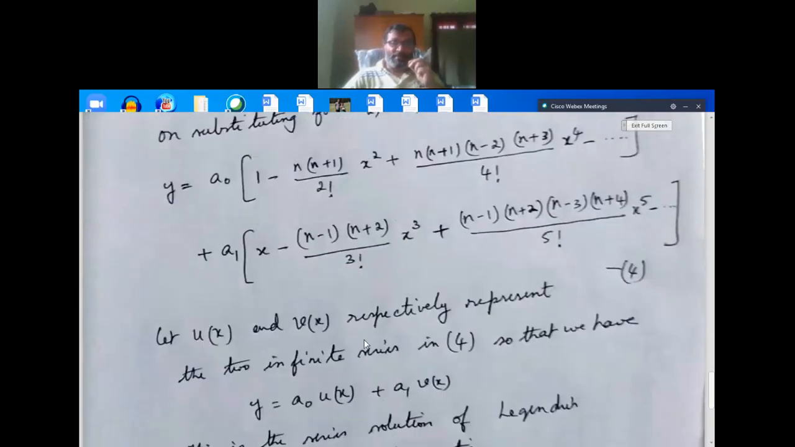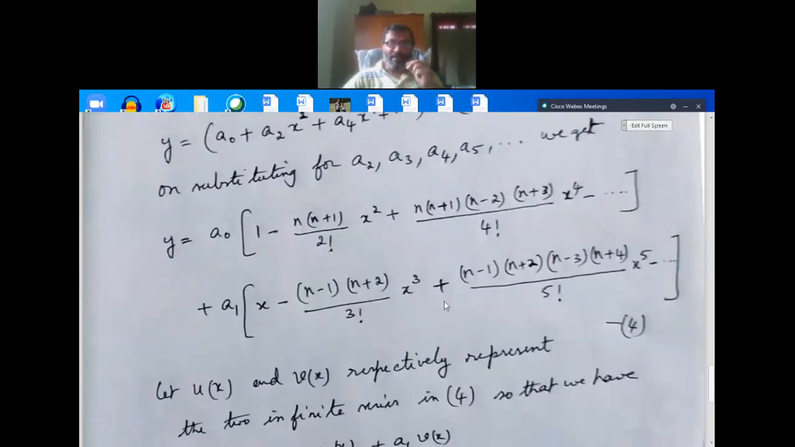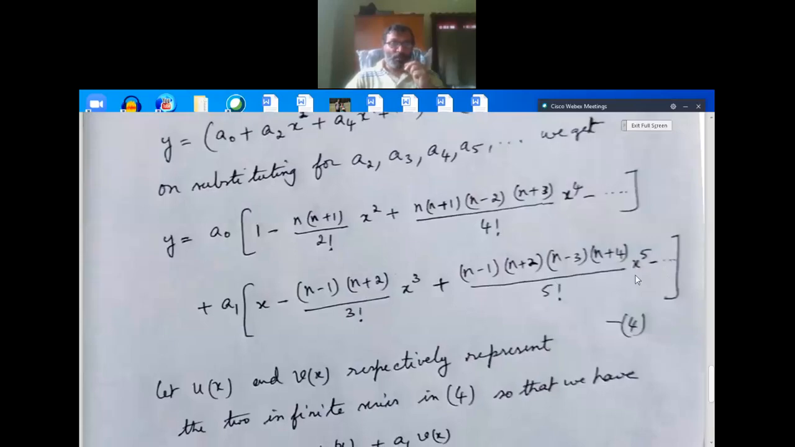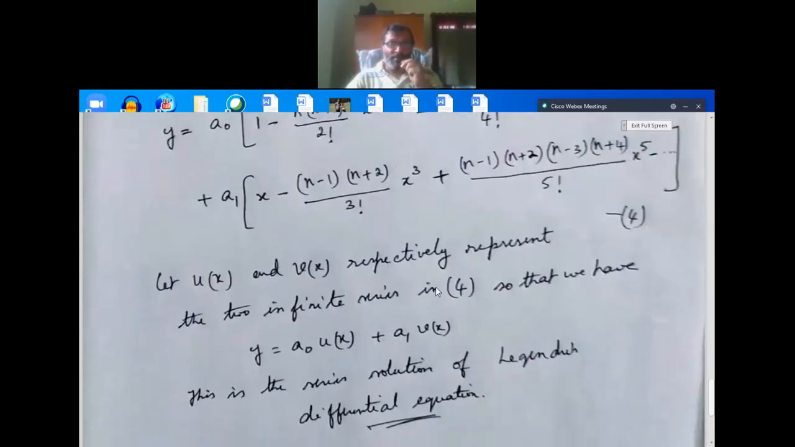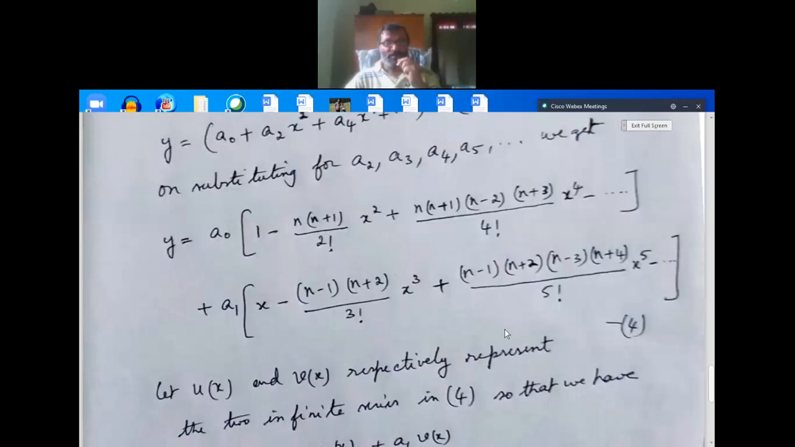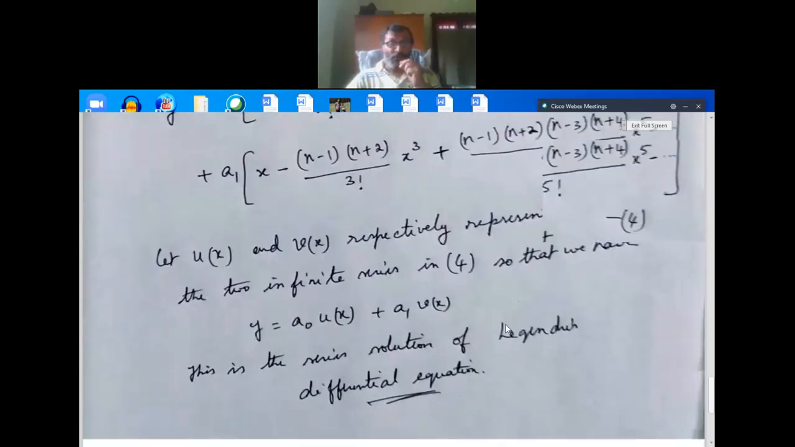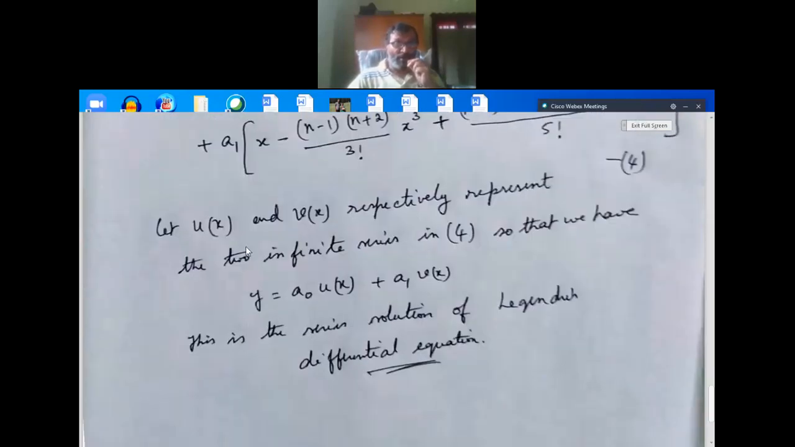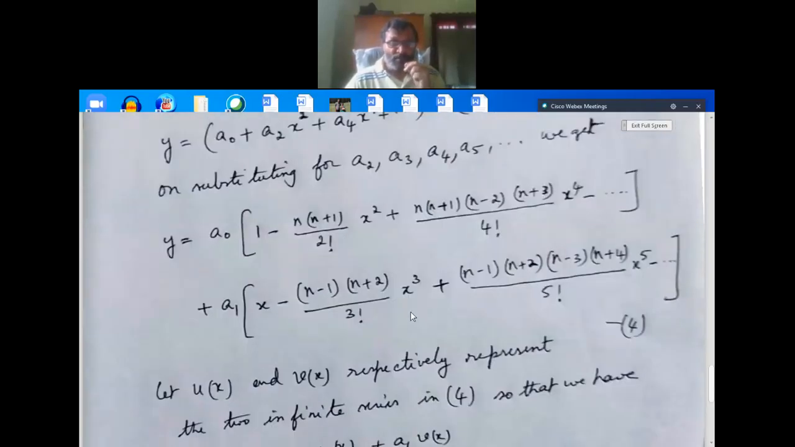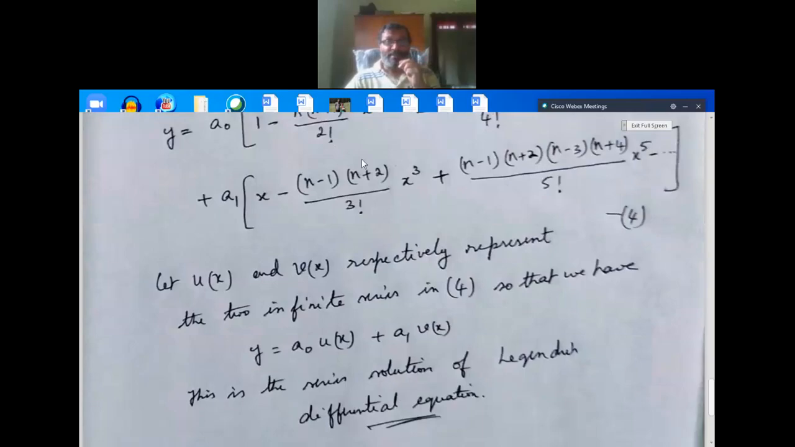Now what we do: these terms I take as u of x and these terms I take as v of x. Let u of x and v of x respectively represent the two infinite series in equation 4. Substituting in 4, I get y is equal to a0 into u of x plus a1 into v of x, where u of x and v of x are infinite series. This is the series solution of Legendre's differential equation.